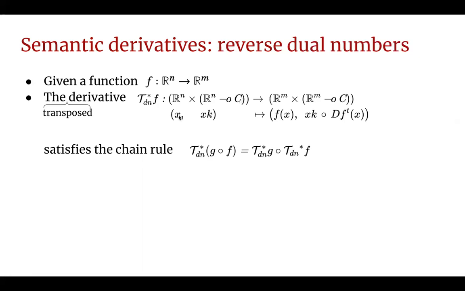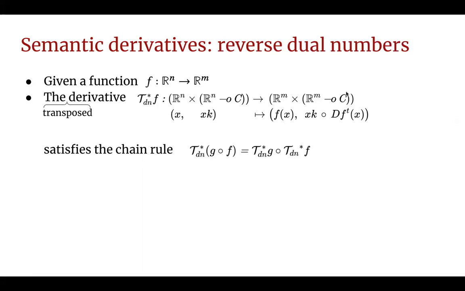And what we're sending this x comma xk, where xk is the linear function, to is the pair of f applied to x, together with the linear function where we precompose the linear function with the transpose derivative of f at x. And remember, the transpose derivative is a linear function that goes from Rm to Rn, right? Because transposition is contravariant. That's why these types match up.